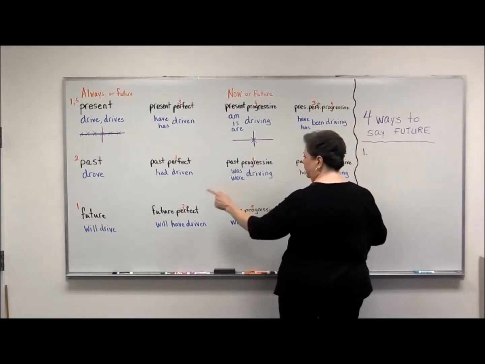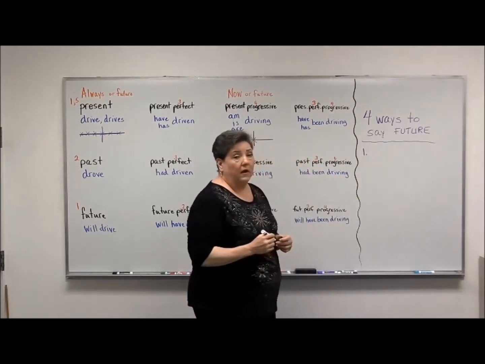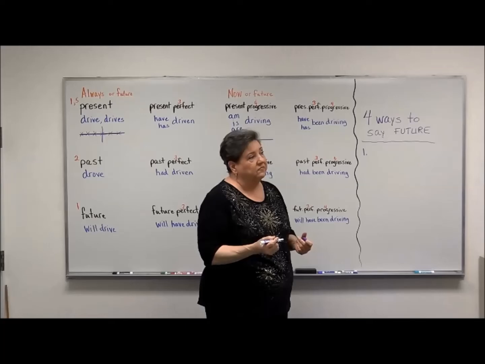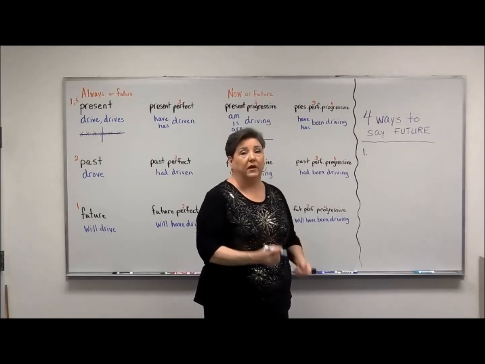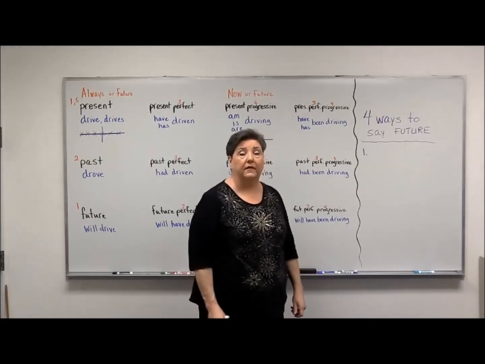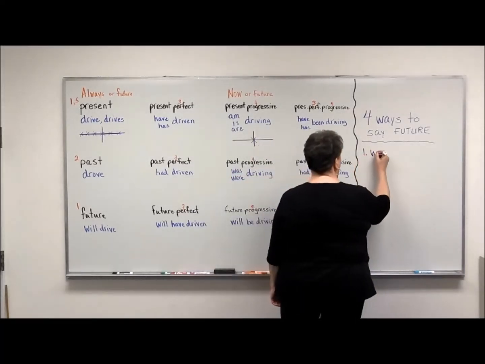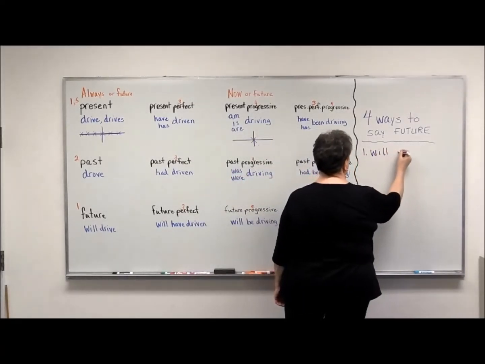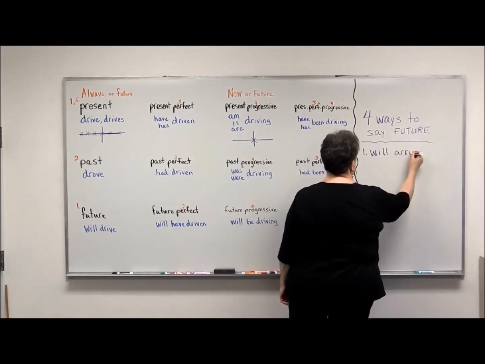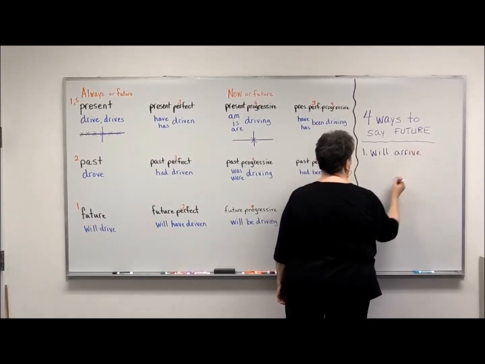Number 1 is the simple future. And I'll use the verb arrive because I'm going to talk about an airplane arriving, okay? So will arrive is the first way we say future. The normal way we say future.